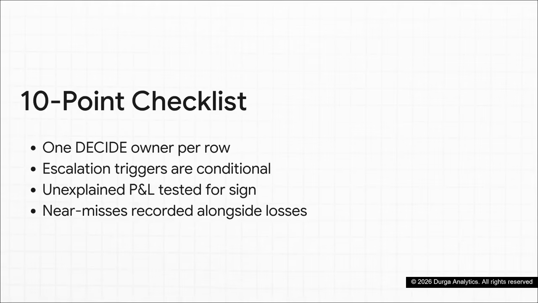Does every single decision row in your matrix have exactly one decide owner, totally eliminating ambiguity? Are your near misses recorded in a formal prevention register right alongside actual losses? Is unexplained P&L tracked as a time series and tested for its sign, meaning is it consistently bleeding negative, rather than just being ignored because the dollar amount seems small? A desk that can honestly answer yes to all 10 items on our checklist is incredibly rare. But knowing exactly which ones you fail is the first critical step to survival.